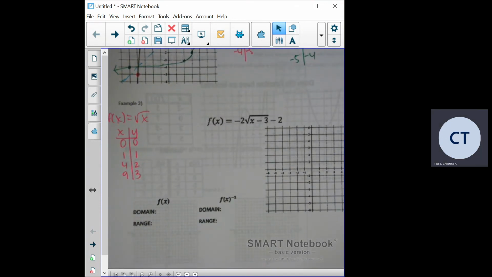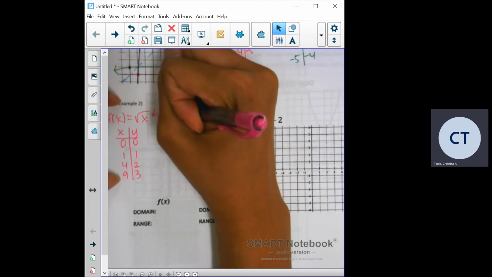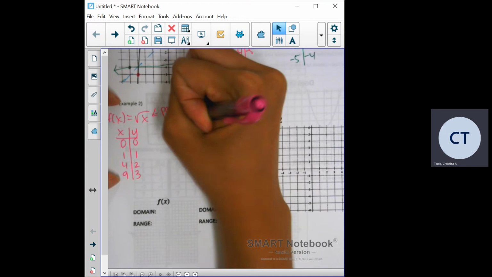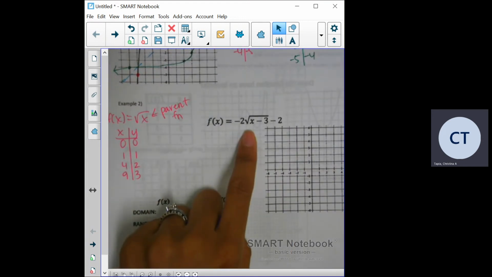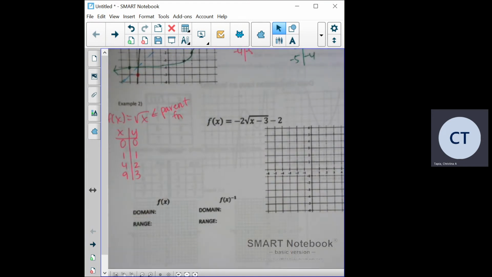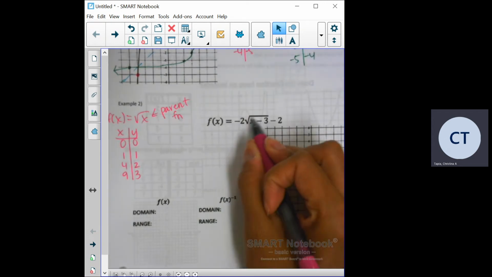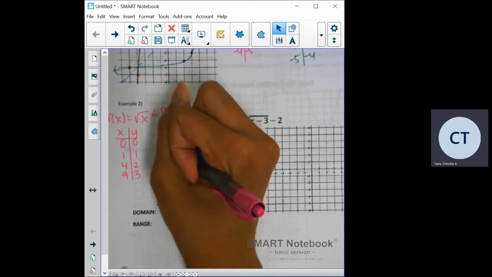Okay, that's my table. I need to take my parent function. Let me write that out. This is your parent function. And I now need to do this transformation, because this is literally just a transformation like we saw a couple weeks ago. So to do the transformation for the x's, I'm going to take this x minus 3 and set it equal to all of your original x values.